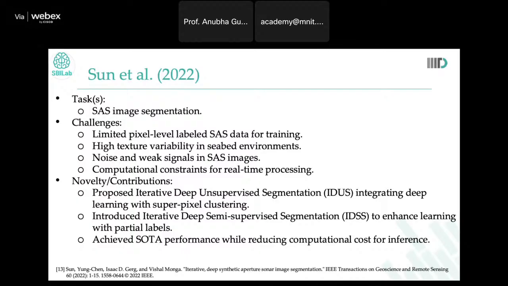As the novelty or contribution, they proposed an iterative, deep, unsupervised segmentation. So basically building an unsupervised segmentation methodology so that you don't bother about the labels at all, integrating deep learning with superpixel clustering. They introduced iterations, then improved upon them because there was limited label data as well, and converted that to deep semi-supervised segmentation to enhance learning with partial labels. They could achieve SOTA performance while reducing computational cost per inference.